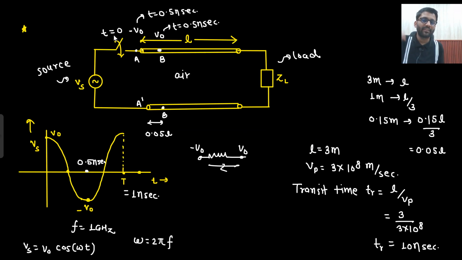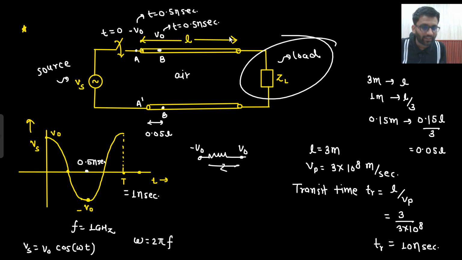But here what is happening? Just as you close the switch, if the length of the wire is decent enough, then it is taking 10 nanosecond of time. But the input that you have applied has a time period of 1 nanosecond only. That means in 0.5 nanosecond, here you are having minus V naught and here you are having V naught. That is developing a potential difference, and because of that there is current flow.